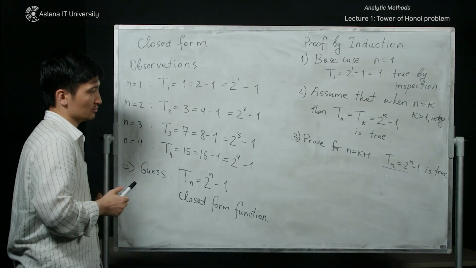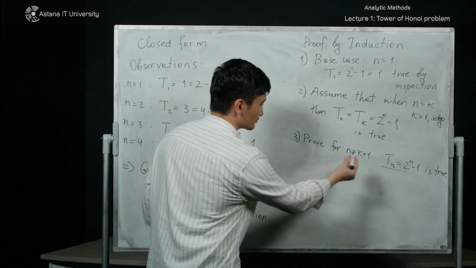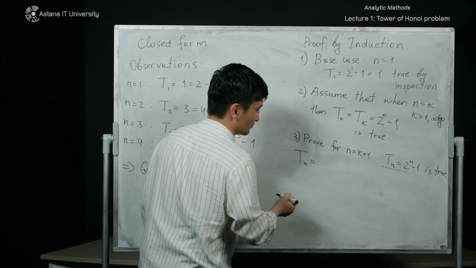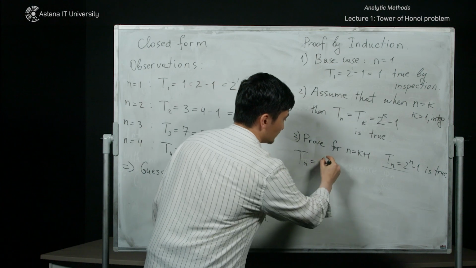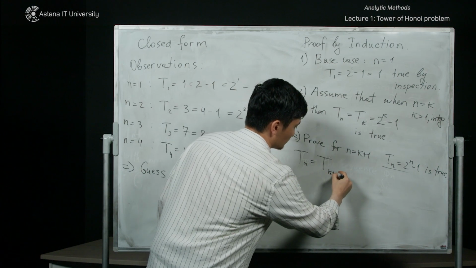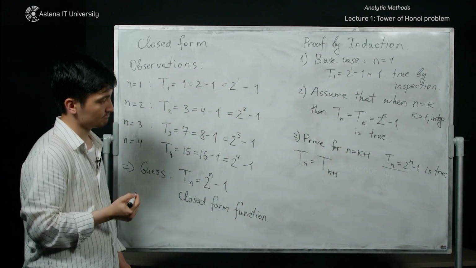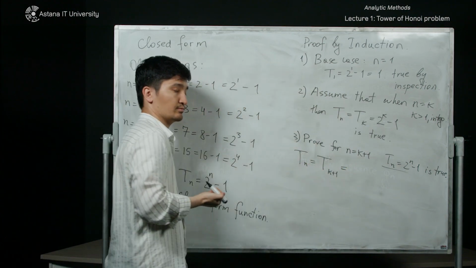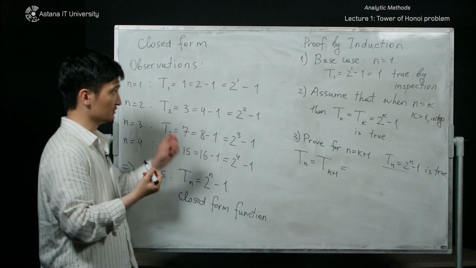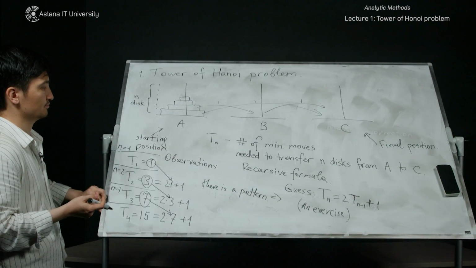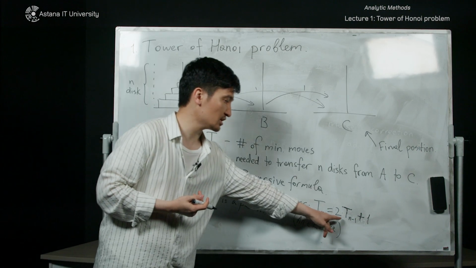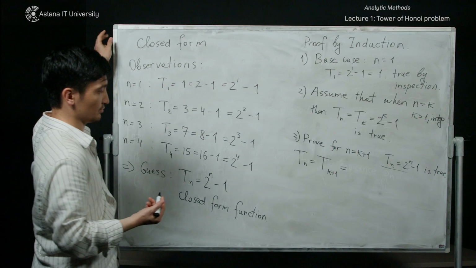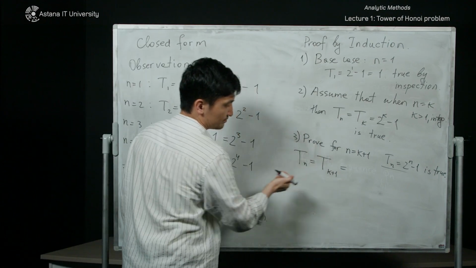Okay, so I'm going to start with n equal to k plus 1. So T(n), if n equal to k plus 1, then this is going to be T(k+1). Now remember the recursive function. The recursive function is given by this formula, that T(n) equal 2 times T(n minus 1) plus 1. So I'm going to use it in this step over here.